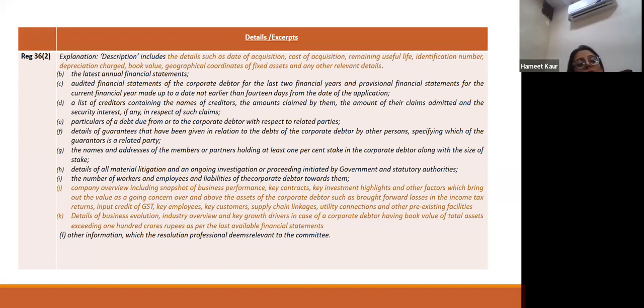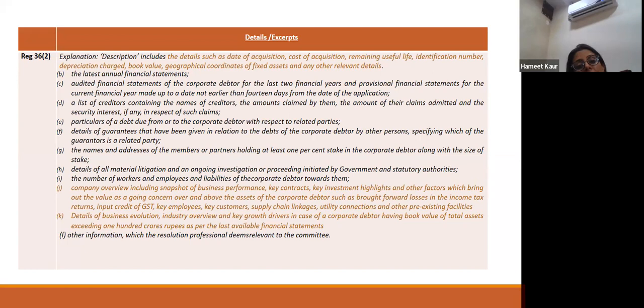Sub-regulation 2 of 36(2) says latest audited annual financial statements. So whichever annual financial statements are available on the MCA website, in case the promoter has not provided you the final signed balance sheets, the audited financial statements of the CD for the last 2 financial years and provisional financial statements for the current financial year made up to a date not earlier than 14 days from the date of application. So that is a critical information which is generally not available, but the RP may get the books of accounts updated and then get the ICD provisional financials prepared with the help of the ex-management.